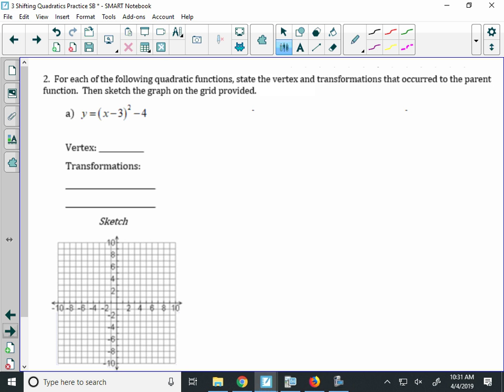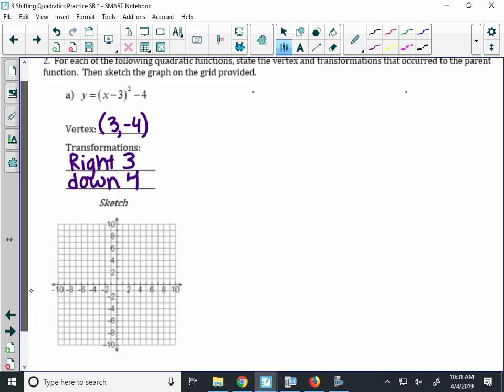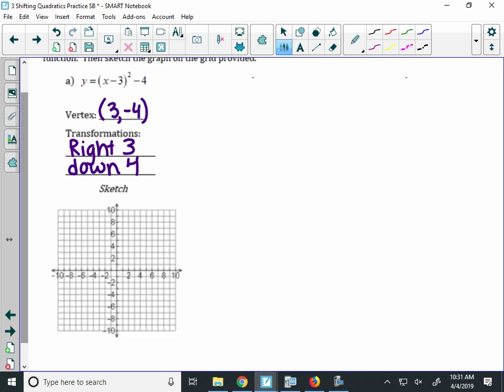2A, we're going to do what we were doing on the back of our notes. We're going to start by identifying the vertex. So the vertex here is +3, -4. Now when I have a minus inside the parentheses, that means you went to the right 3 units. And the -4 on the outside means that you went down 4 units. Now this is where you have to know the parent function. You're going to plot your vertex, right 3, down 4.